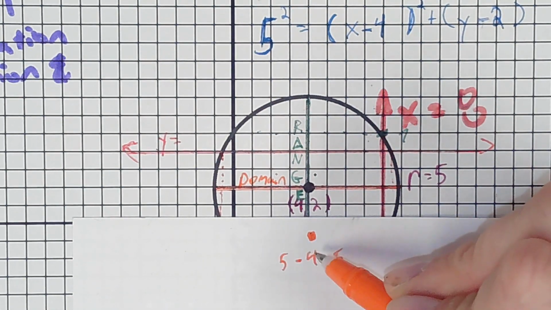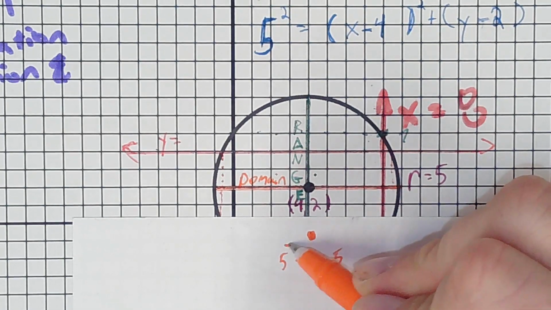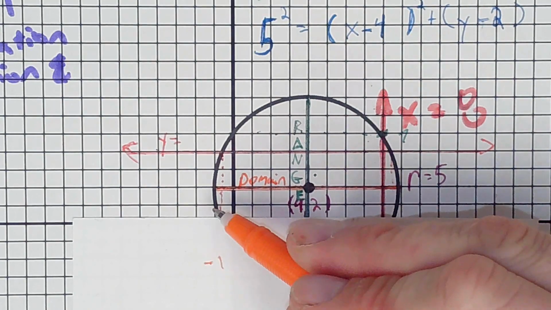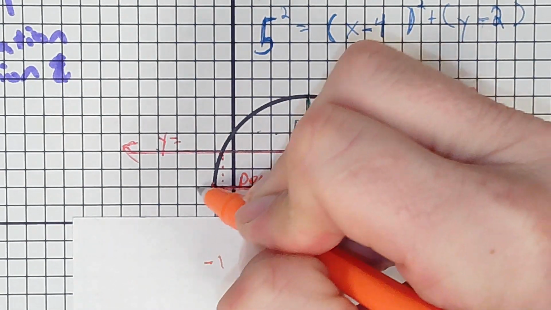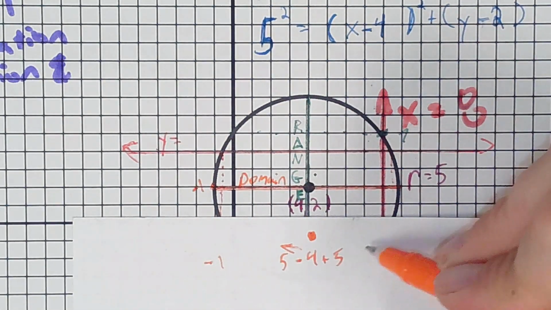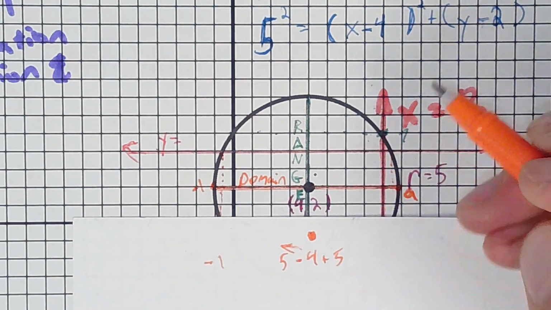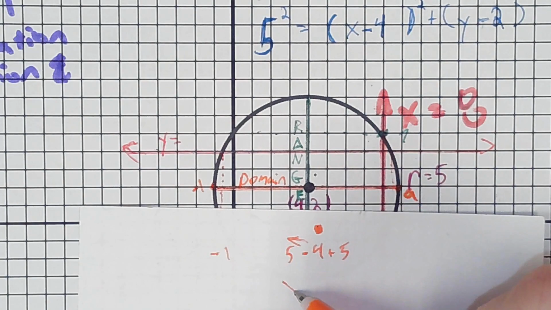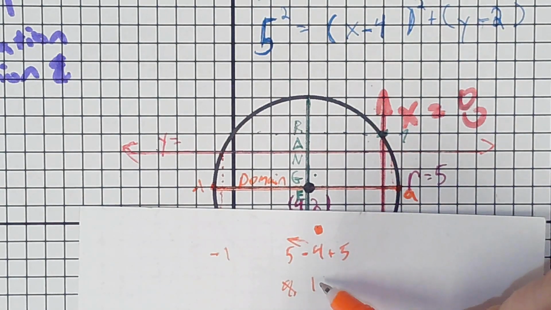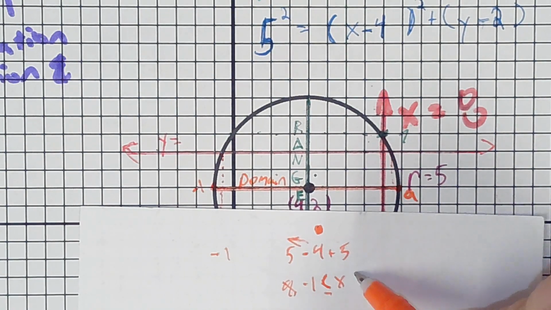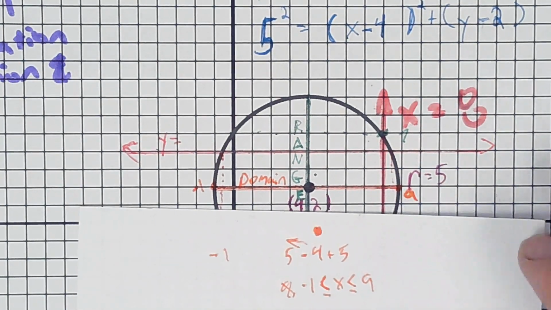Right? So 4 minus 5 is going to be negative 1, which it is. And 4 plus 5 is going to be 9, which is my domain. The way I write that is negative 1 is less than or equal to x, which is less than or equal to 9. Okay, that's my domain.